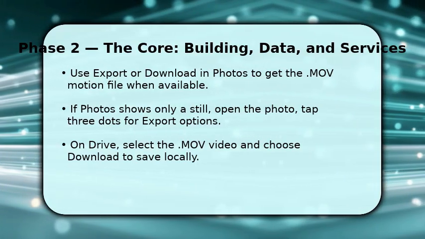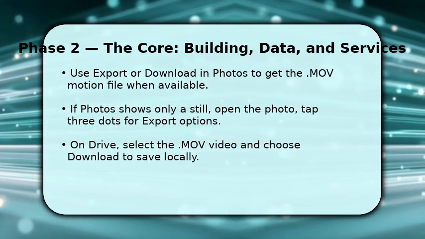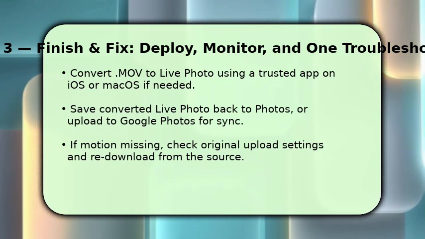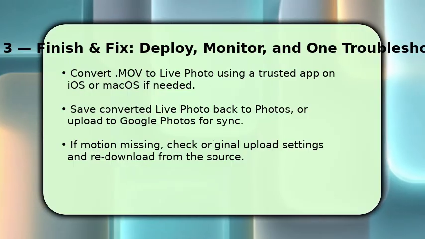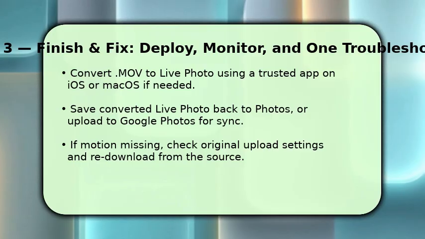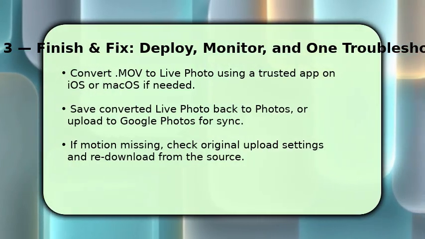On Google Drive, select the MOV and hit Download to save it to your device. This preserves the motion for conversion. Or finally, convert and save the motion as a usable live photo on your device. Use a reliable converter app on iOS or macOS to wrap the MOV with the still, then save the result back into Photos so it behaves as a live photo.